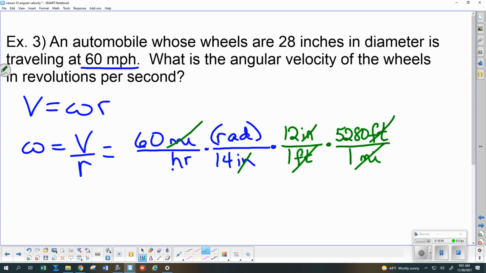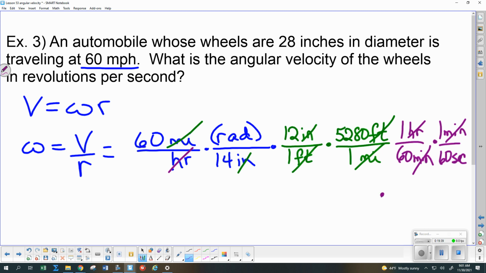Now I need to change the radians to revolutions, the hours to seconds. Does not matter which order I do those in. Melina, help me get started, please. Do you want to do the hours to seconds or the radians to revolutions, and give me a multiplier for whichever one you want to do? So 1 hour is 60 minutes. Hours in the numerator cancel hours in the denominator. What do I need next, Kate? So 1 minute over 60 seconds, and the minutes in the numerator and the minutes in the denominator cancel. Now I have radians per second.